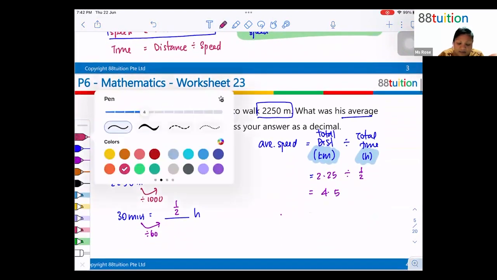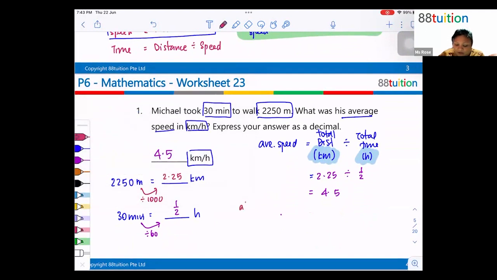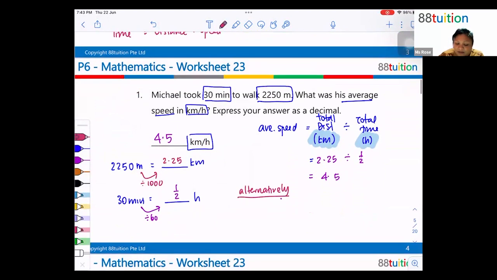Now, alternatively, if you cannot remember the formula, suddenly you panic in the exam, you cannot find the formula. Now, 30 minutes, Michael took to walk 2,250 meters. That means in 1 hour, all I need to do is I times 2 here. This is what Brian suggested as well. So I just have to times 2 to give me 4,500 meters and to convert this into 4.5 kilometers.